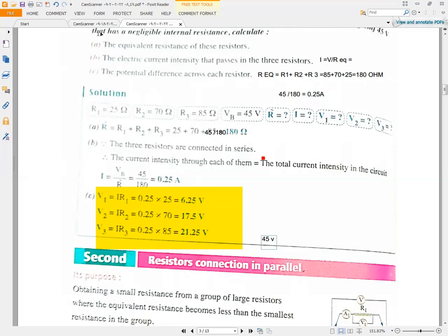Today we have finished the first part of lesson 2. Next session, inshallah, we will complete lesson 2 and solve some examples of this resistance. Okay, thank you.